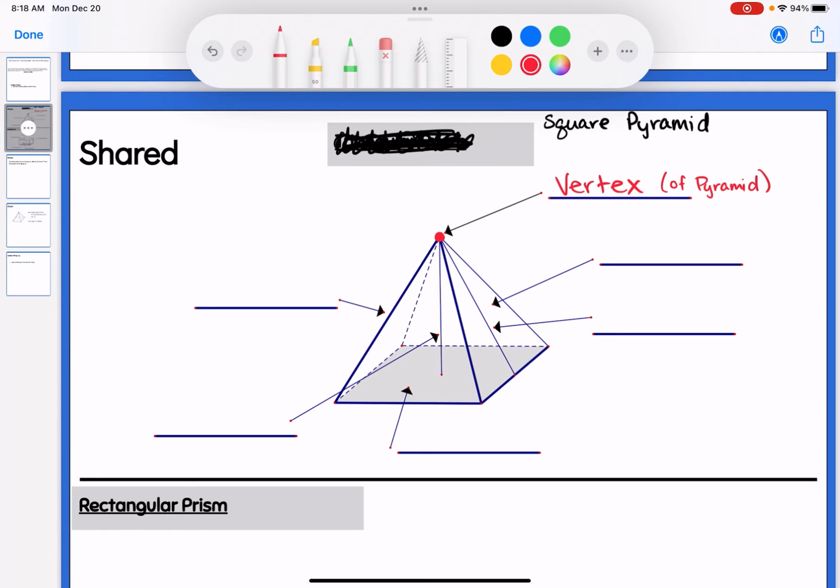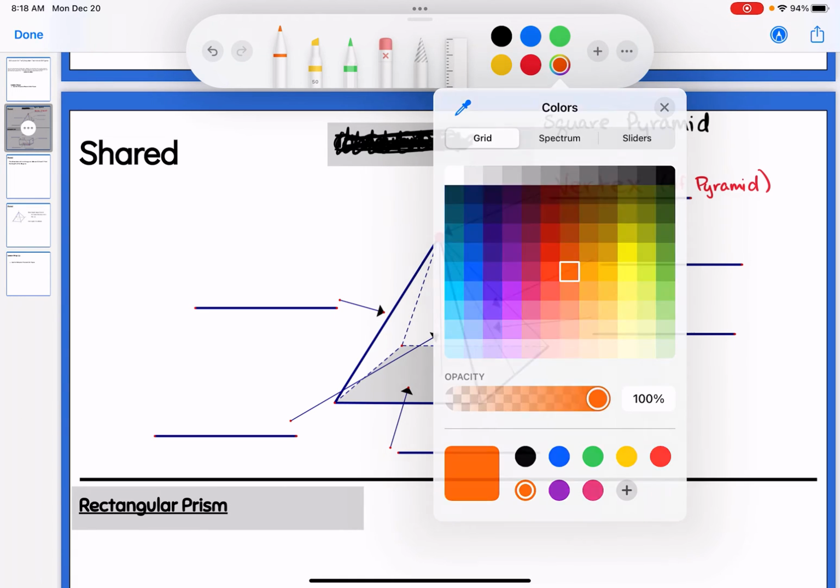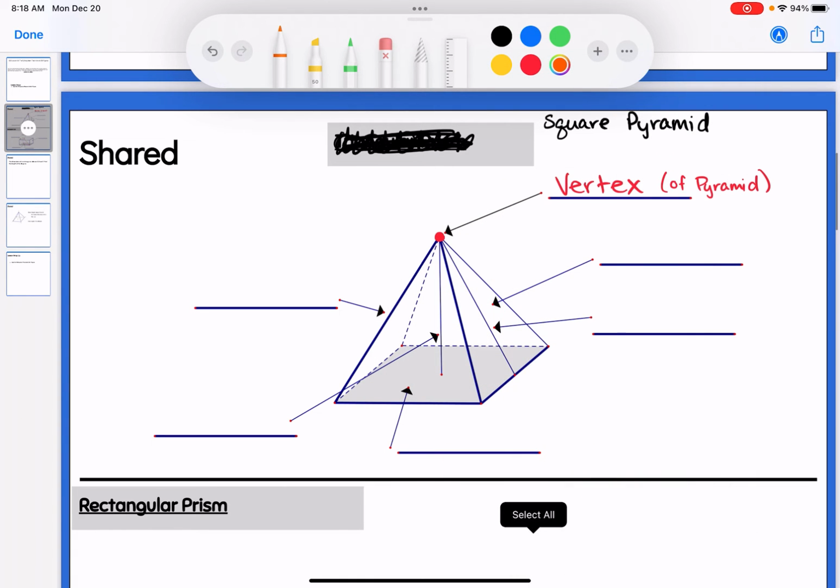All right. Now, do you guys know the name of that square on the bottom, that shaded in square? That we would call the base, right? And that's how we name a pyramid, by the shape of the base. So this whole big shaded in square on the bottom is the base. And these segments, right? All the lines that are making up the pyramid, these are all called edges.